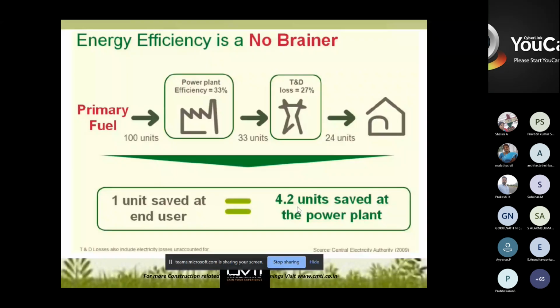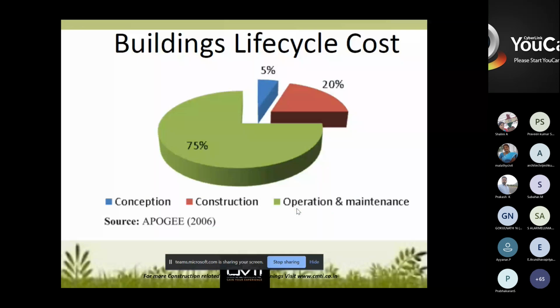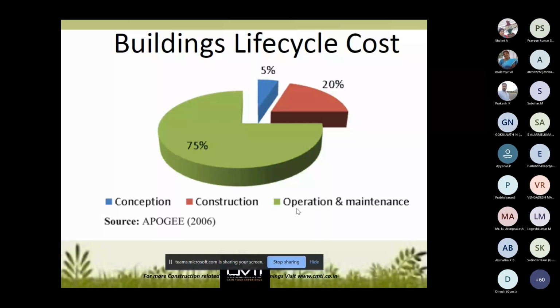This is the life cycle of a building. Around 75% is going for operation and maintenance. This is invisible to people because people think about the conception and construction only. What is the cost? How much? After that, if the life of the building is around 50 or 60 years, what is the operation and maintenance cost? Every month I am spending on electricity, and every month I am spending on water and other things. That cost is more.